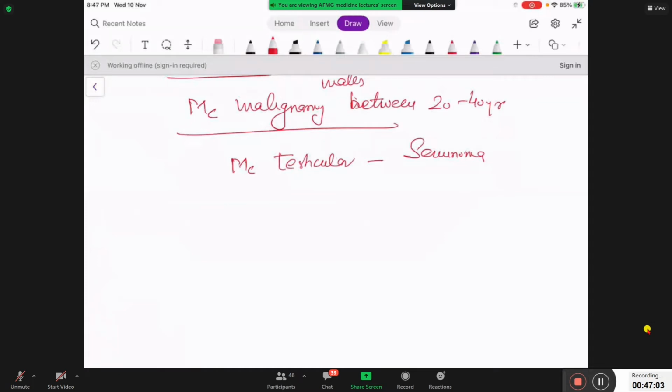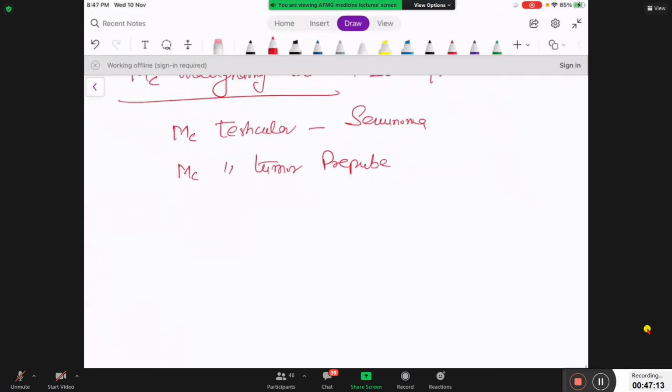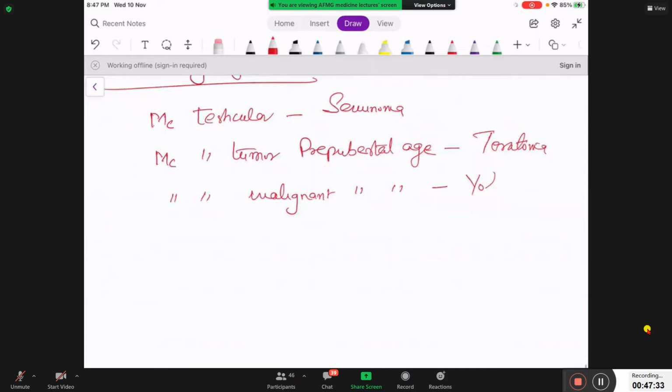Please be careful. If you are asked the most common testicular tumor in a pre-pubertal age group, it is teratoma. But please be careful. If you are asked what is the most common malignant testicular tumor in a pre-pubertal age group, it is yolk sac tumor. It is yolk sac tumor.